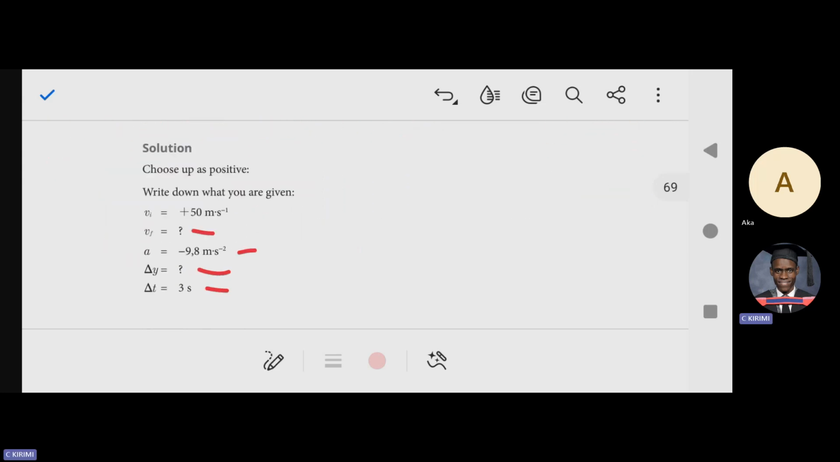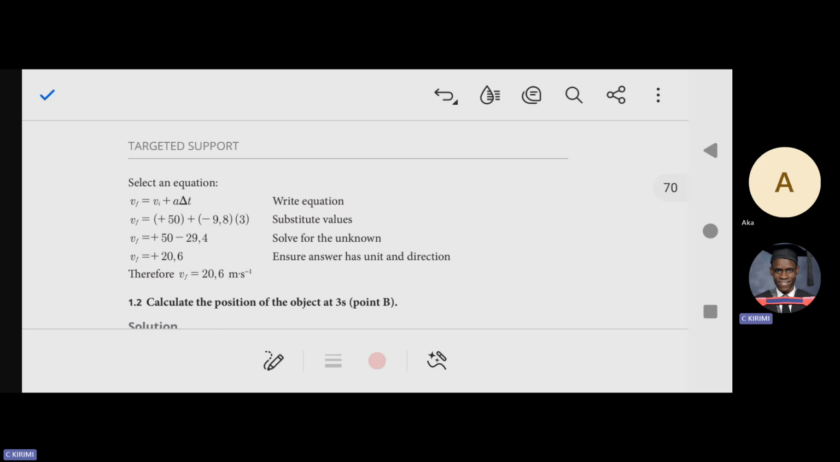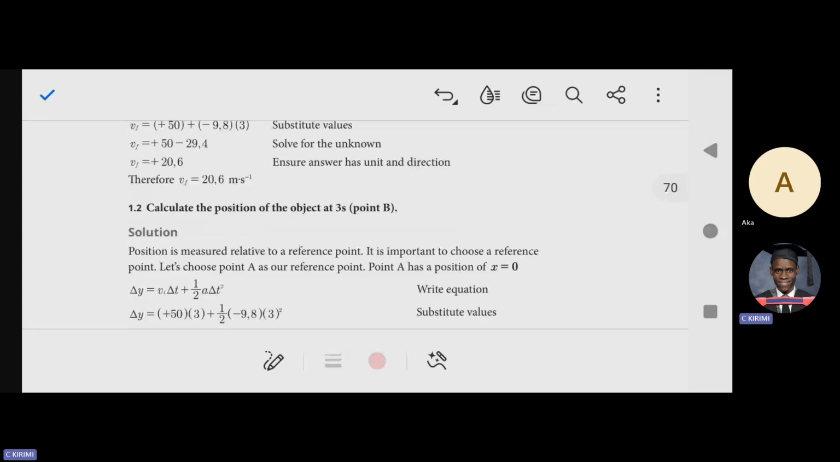So let's go. We try another one. We are done with this one. Calculate the position of the object at 3 seconds, which is point B. Position is measured relative to the reference.